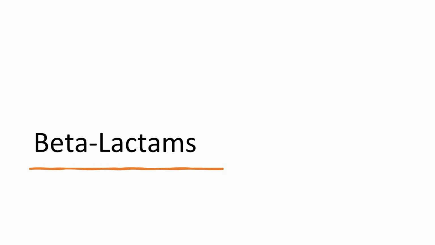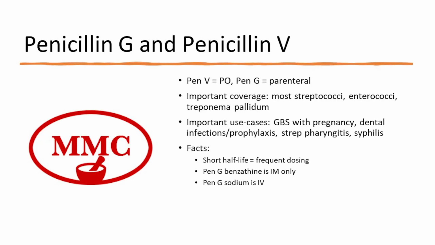So let's start off with the basics, penicillin G and penicillin V. Essentially, Pen V is the oral formulation, and penicillin G is parenteral, so it'll go IV or IM. In terms of important coverage, Pen G and Pen V will cover most strep, it'll cover enterococci, and it'll also cover your Treponema pallidum, so that is your syphilis.